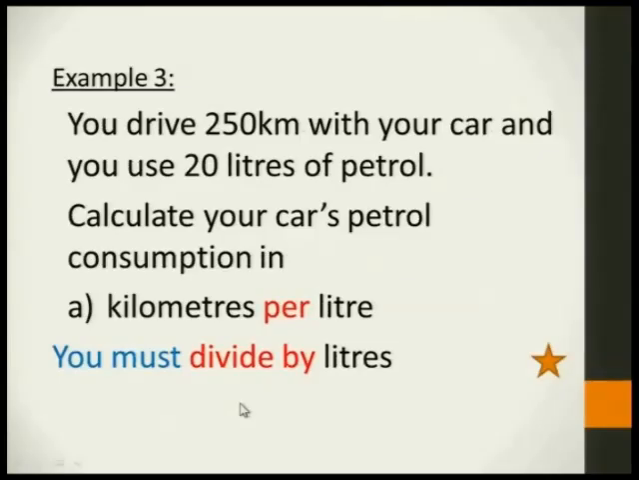Now the next example says you drive 250 kilometers with your car and you use 20 liters of petrol. Calculate your car's petrol consumption in, first of all, kilometers per liter. So what do you have to divide by? You must divide by liters, because that comes after the word per. This can be very confusing in a test, so remember this. Just look for the word per and look what's after the word per. Then you know what you must do there.